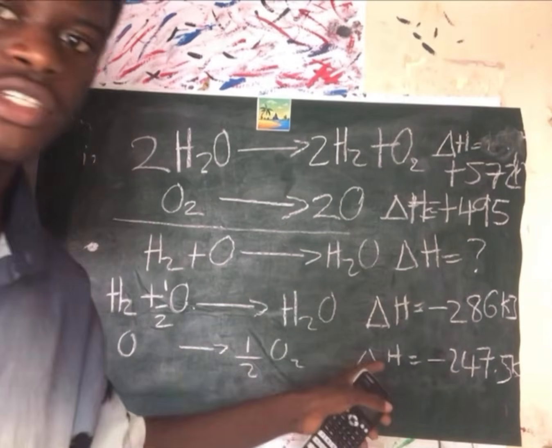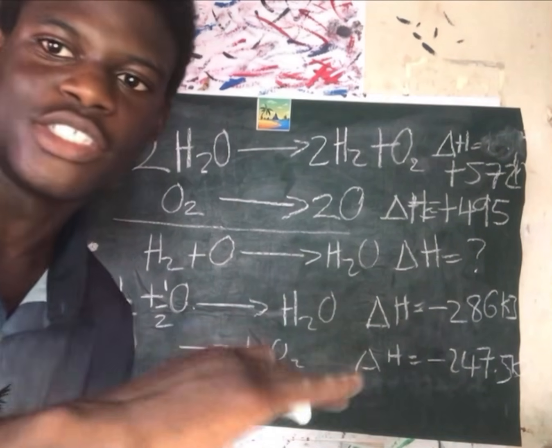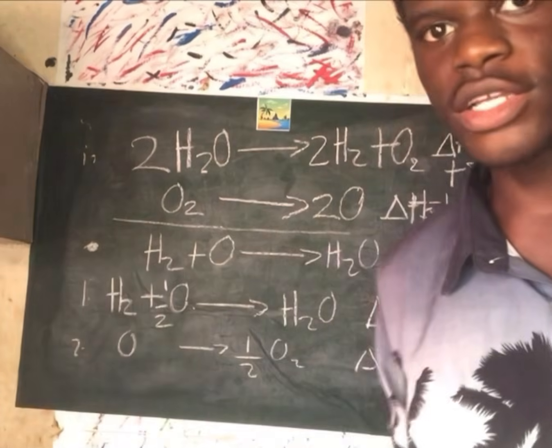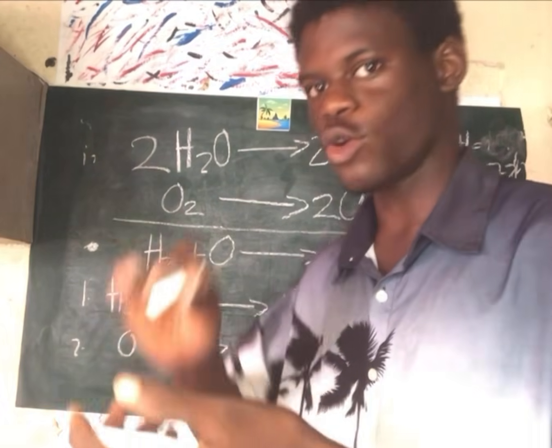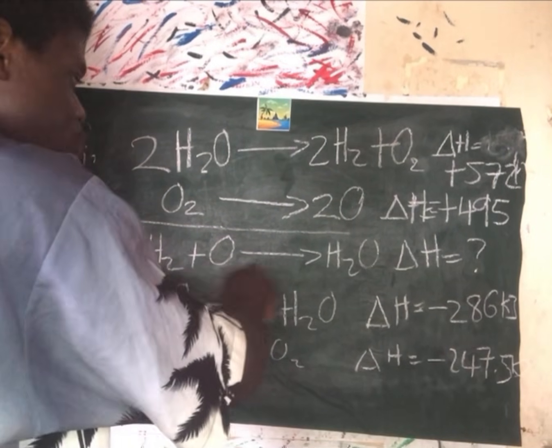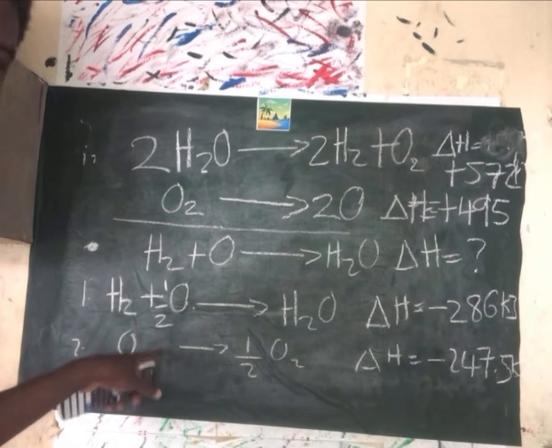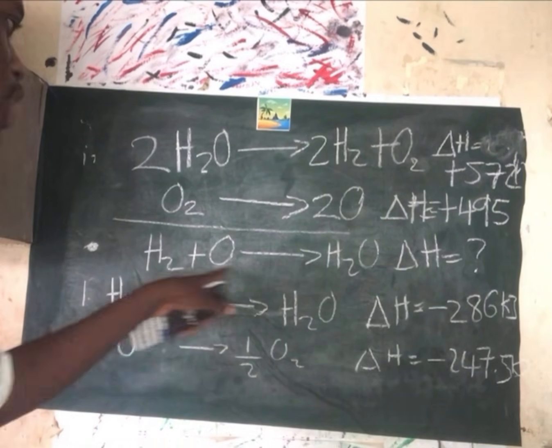So this is not the final answer. For us to get the final answer, we now need to add the equations together. That will show whether you are correct or not. When you add the equations together, everything must cancel in a way that you get this equation back.